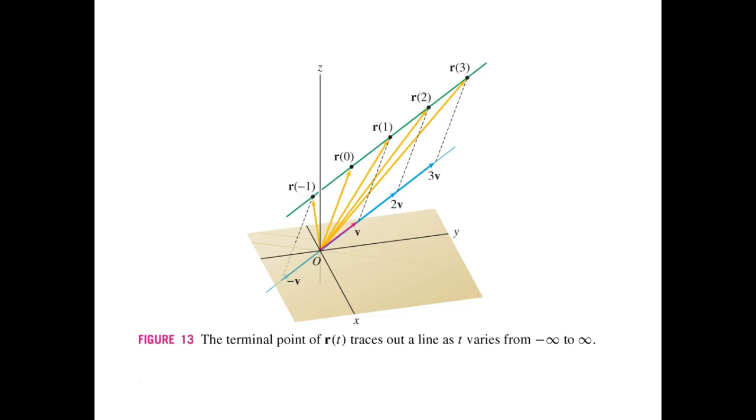Now, something they show here, which I don't find all that useful, but you can. If this is vector v, this is vector minus v. So if one of these had a minus sign on it, you flip it down this way. That would give you the other side of it, when t's a negative number. So the terminal point of r of t traces that line from negative infinity to positive infinity. And they only showed the integral values. Any fractional value in between, say, a value between 0 and 1, would be somewhere on that green line between 0 and 1, terminal point. Okay.